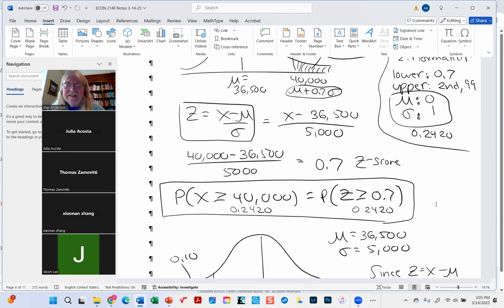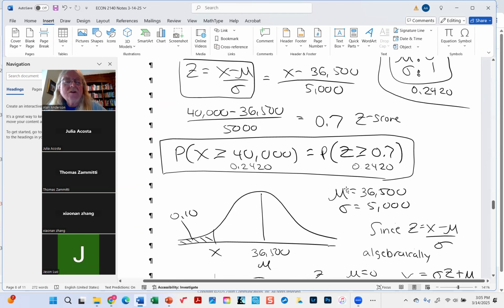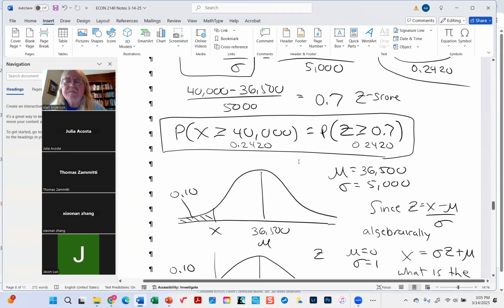Wow, okay. But now, unfortunately, they're going to throw a monkey wrench at us. Oh no, just what we needed, a monkey wrench at 3 o'clock on a Friday. Well, it's not too bad because here's what they're going to do.